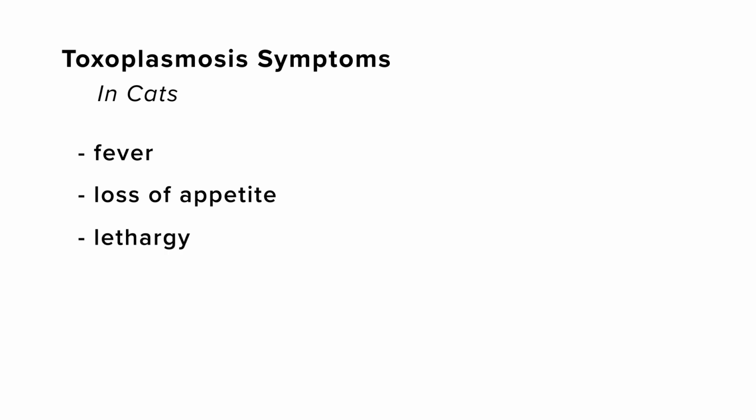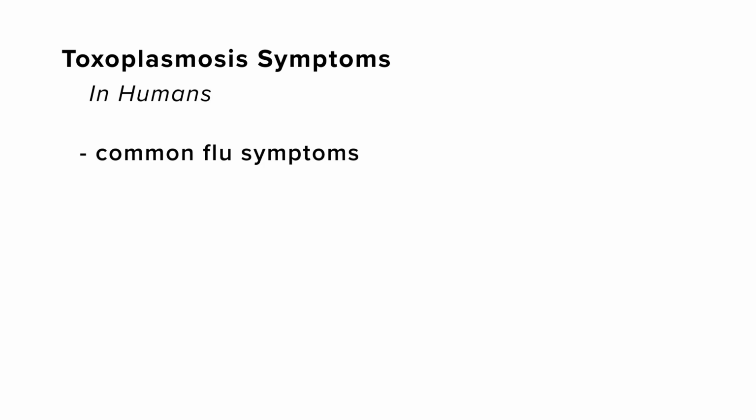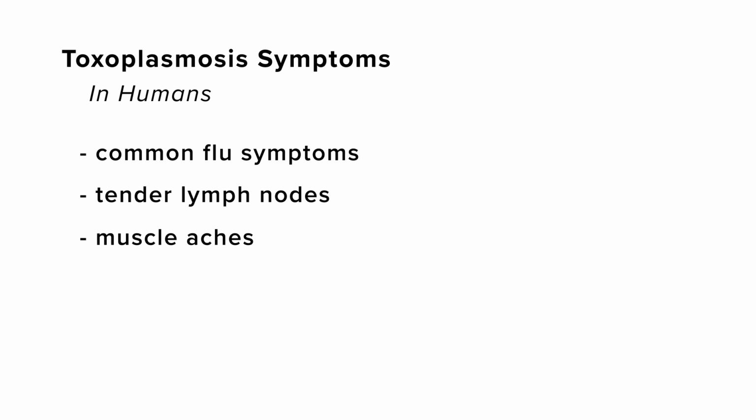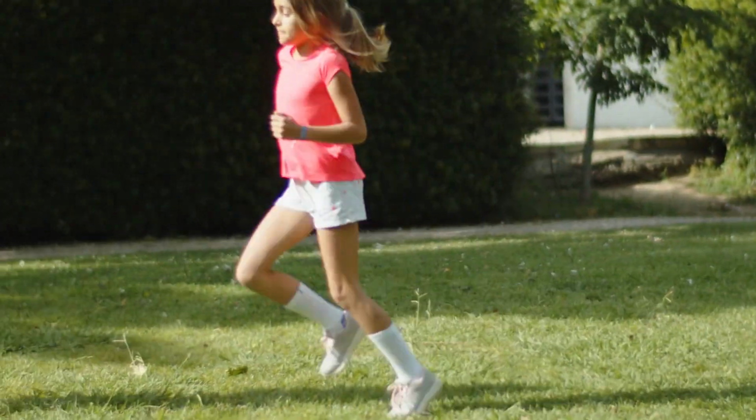The last disease we will cover for cats is toxoplasmosis. Toxoplasmosis is a common protozoan parasite. Cats will rarely show signs of toxoplasmosis, but cats with a weakened immune system may show symptoms of fever, loss of appetite, and lethargy. In humans, common symptoms would be flu-like symptoms, such as tender lymph nodes and muscle aches, but most healthy people will not notice that they are infected.